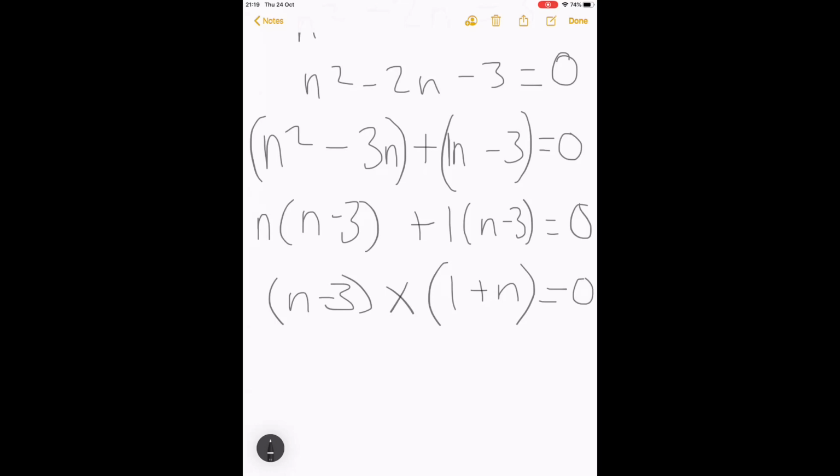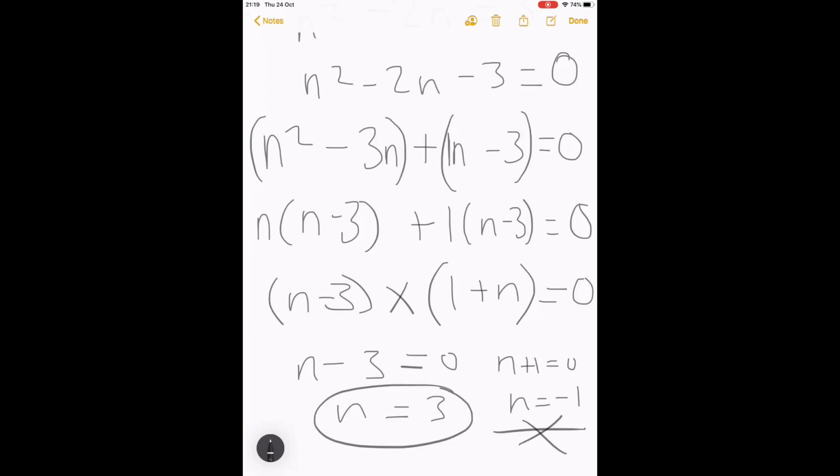So once again, for the equation to equal 0, one of the factors has to equal 0, because anything multiplied by 0 is 0. We can try each one out. n minus 3 equals 0, so n would equal 3, which is fine. But n plus 1 equals 0 gives n equals minus 1, which isn't possible because a side can't be minus x centimetres, so it has to be n equals 3.